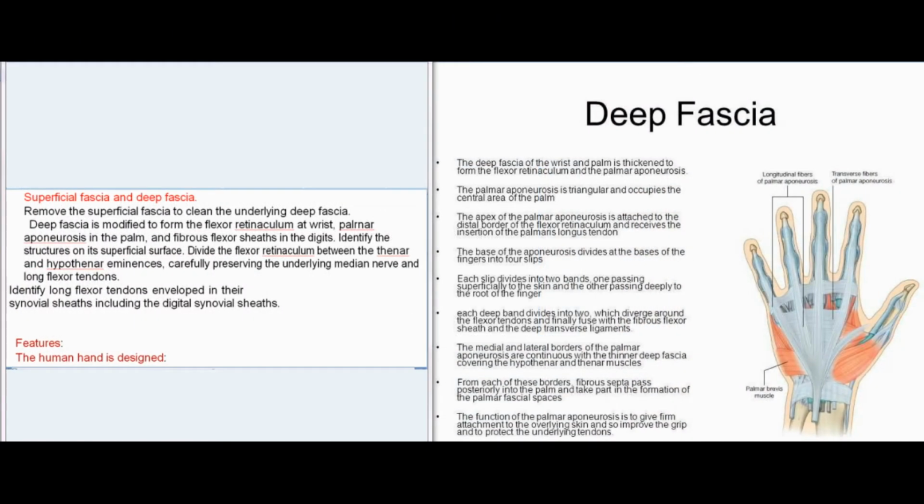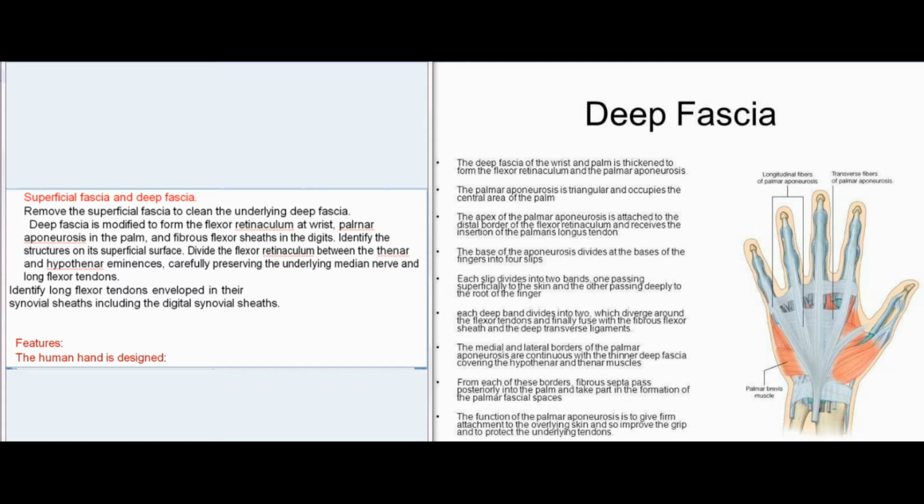Superficial fascia and deep fascia. Remove the superficial fascia to clean the underlying deep fascia. Deep fascia is modified to form the flexor retinaculum at the wrist, palmar aponeurosis in the palm, and fibrous flexor sheaths in the digits. Identify the structures on its superficial surface.